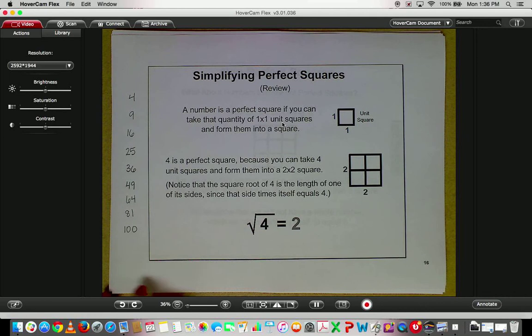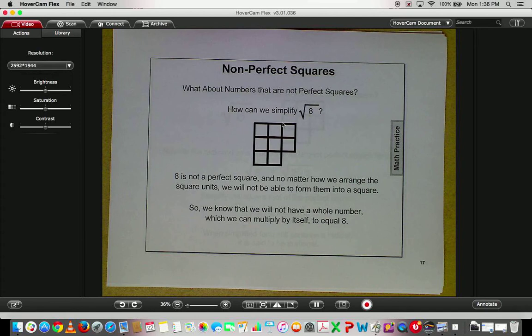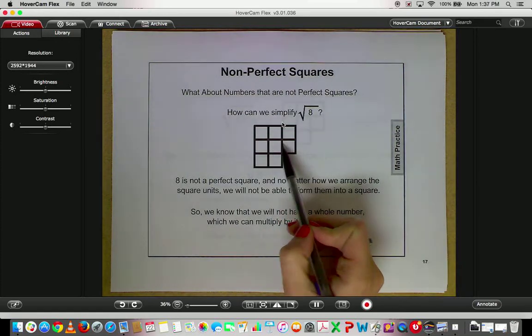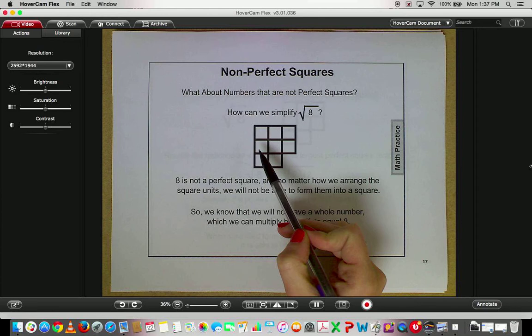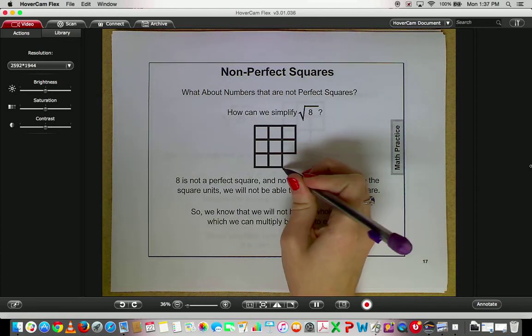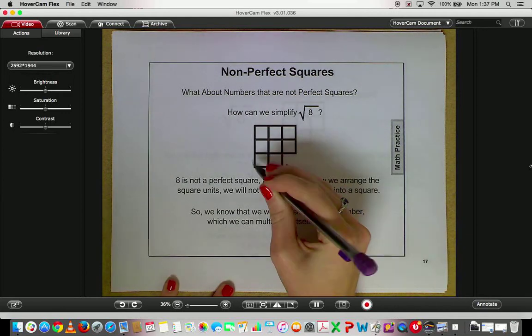All right, so now we're going to talk about non-perfect squares. So 8 does not have a number that can be multiplied by itself to get 8. So basically this is just saying it's not a perfect square because 8 of these boxes cannot be formed together to get a perfect square. But 9 is a perfect square. We could fill in a box right here for the 9th box and get a 3 by 3.